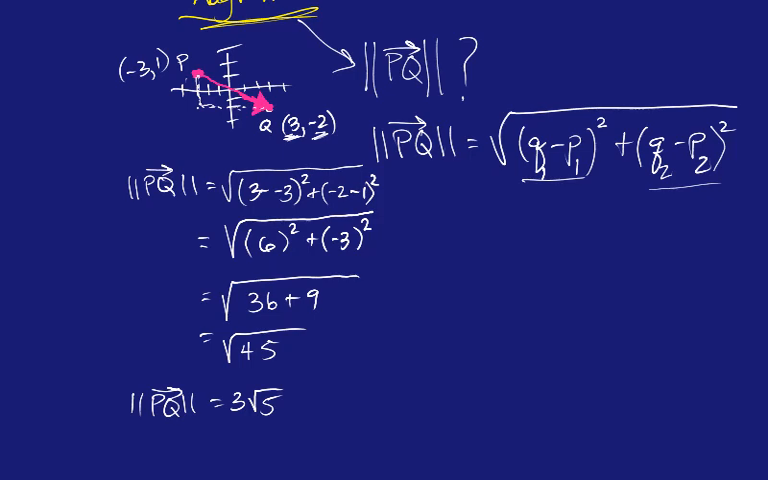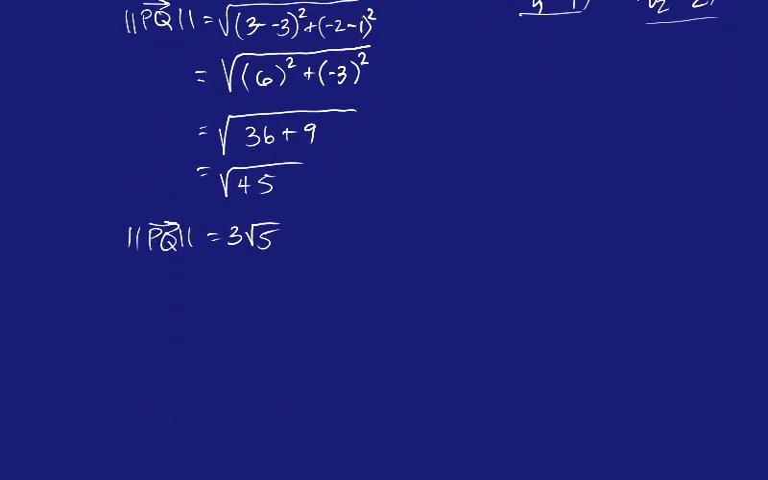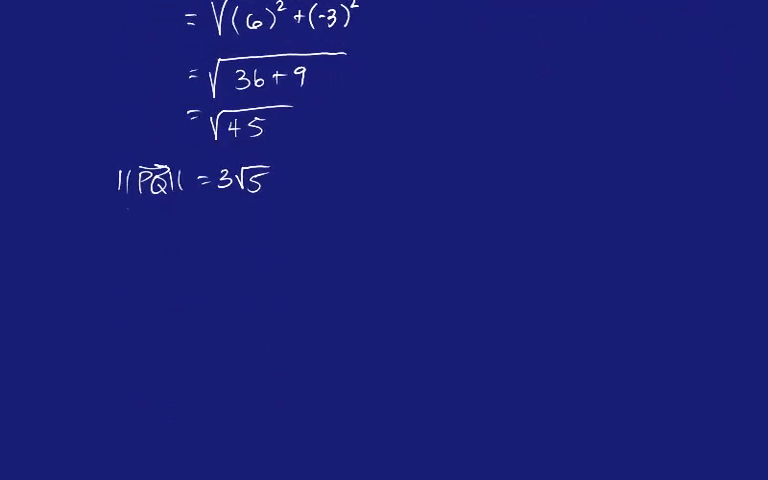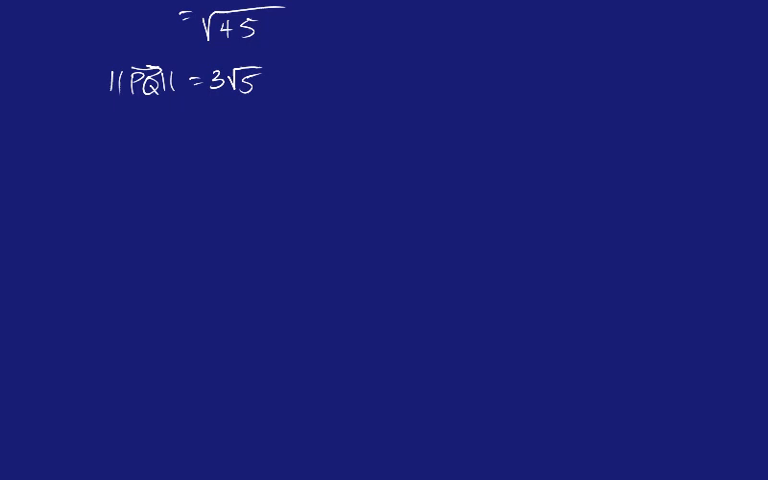So you can find the magnitude of a vector and you can also find the direction, but we'll do that in another video. So let's just try the magnitude one more time, and then I'll talk about the component form.